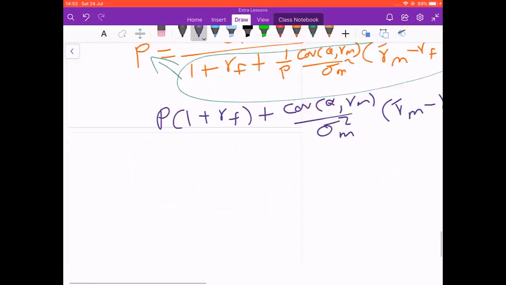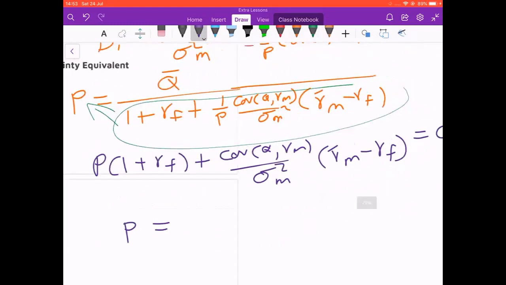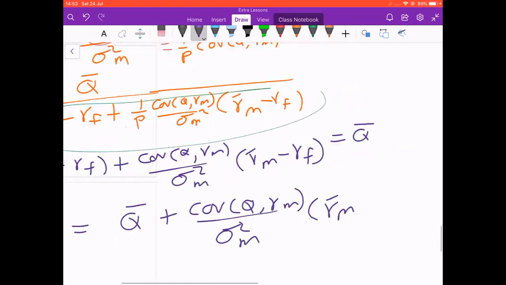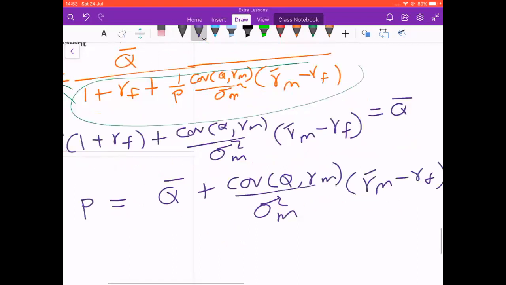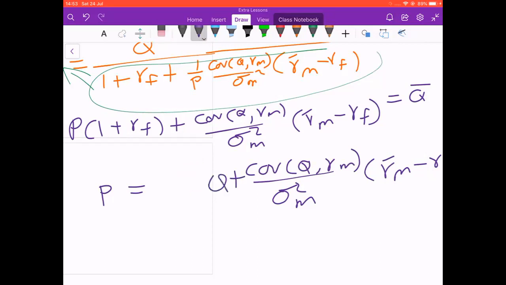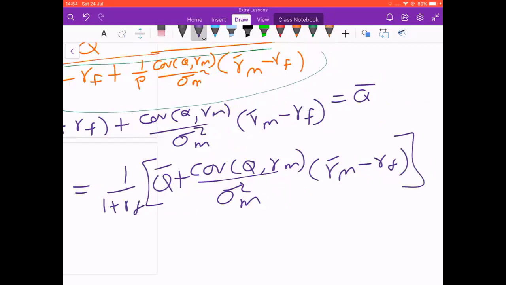So you can basically write your price P as the expected payoff minus the covariance of Q and RM, over 1 plus RF. I'm not sure if this makes sense, or you can actually write it much simpler. It looks better this way, like we have done in the book. So Q, and then you're going to say 1 over 1 plus RF. So this is how you can write your prices.